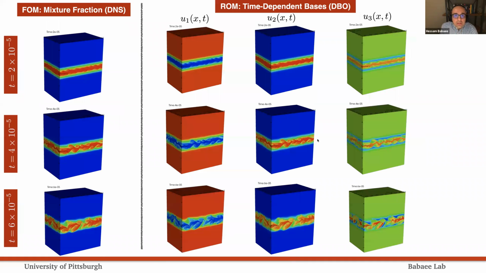Here I'll show you the results with different reduction order. Let me just show you the 3D results as well. For the 3D results, the first column here is the mixture fraction from the full order model. This is just for reference, to show where the flow is. And each row corresponds to a particular time. Now, if you solve this for the three-dimensional problems, the spatial modes are also three-dimensional.